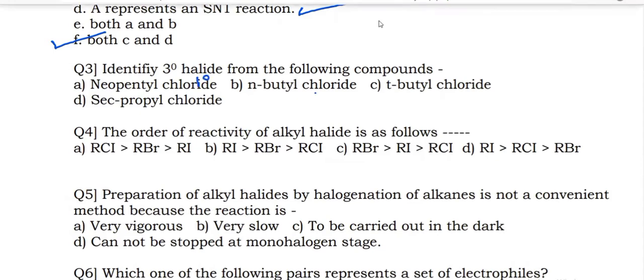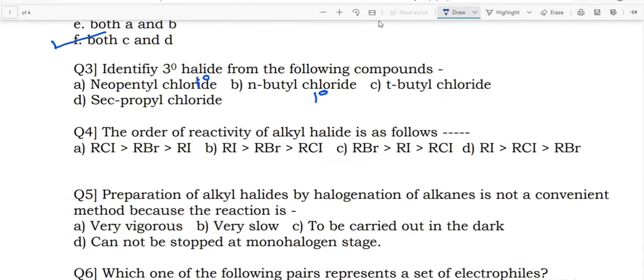N-butyl chloride, obviously it's primary. N indicates all 4 carbon atoms in a straight chain. Tertiary butyl chloride, so obviously the name suggests that this is tertiary. So this is the answer. What's the formula for tertiary butyl chloride? (CH3)3CCl. So it's a tertiary alkyl halide.